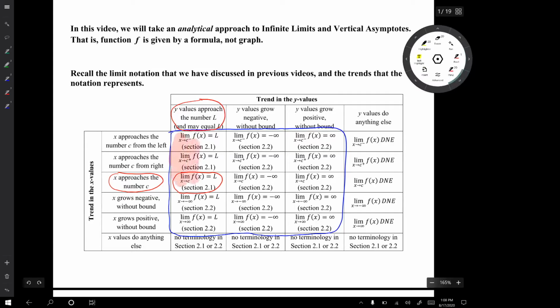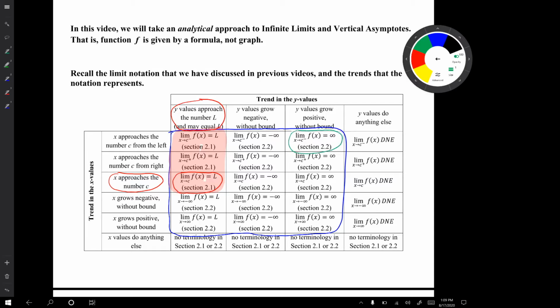So all of these symbols in these cells of this table have to do with things that we discussed in section 2.1 of the book. Limits, if they existed, had to be real numbers, and they denoted the idea that the graph of the function was heading for some particular xy location. We also had symbols like the following.